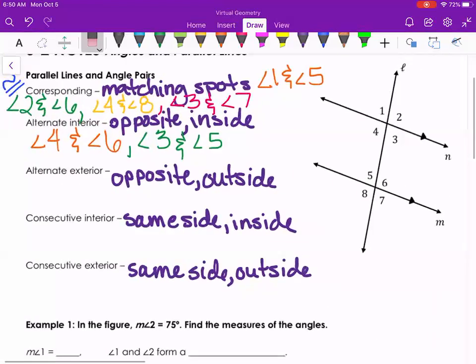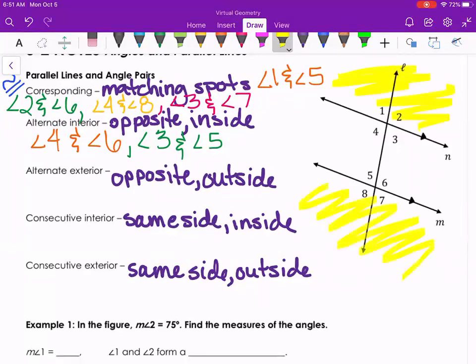Then we have alternate exteriors. Similar idea, but now we're on the outside of the parallels. So that would be those two areas. Those are our alternate exteriors.